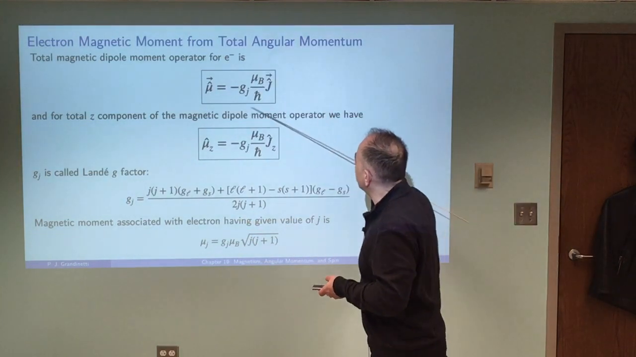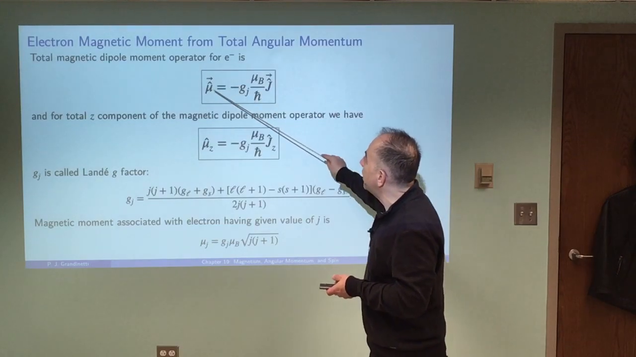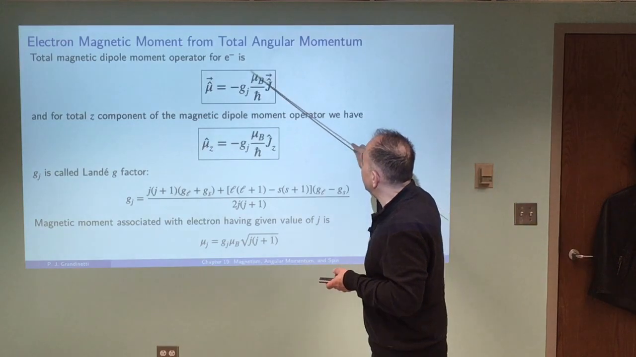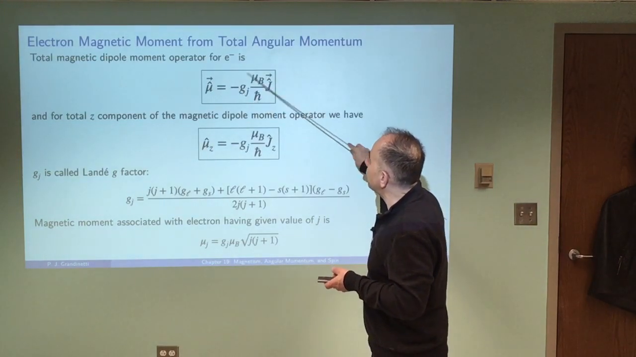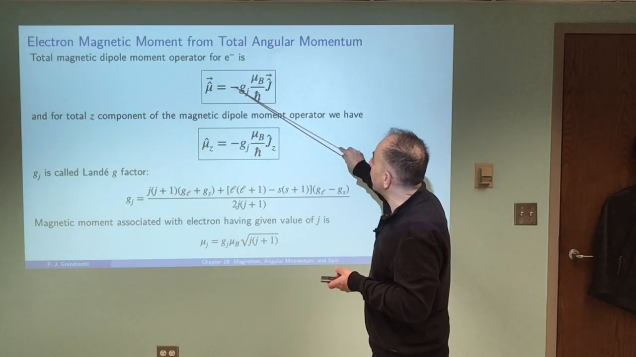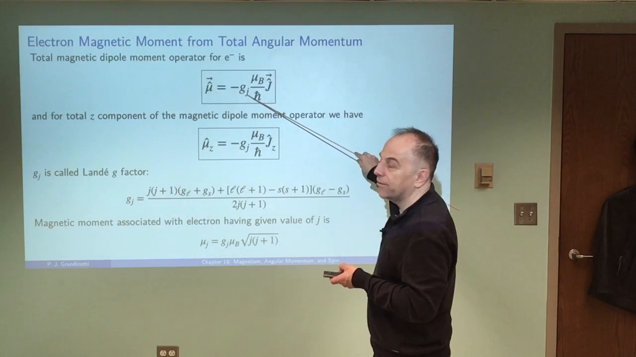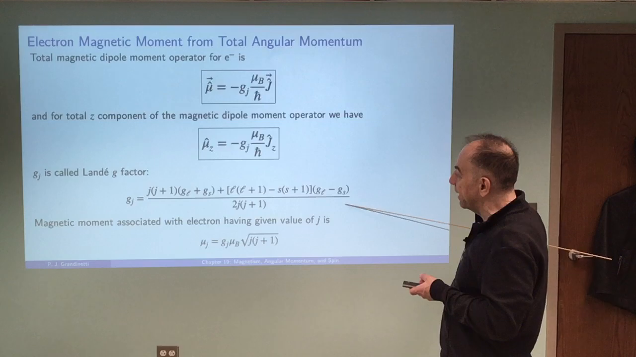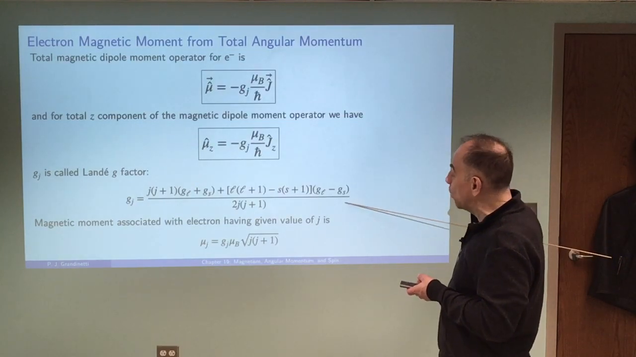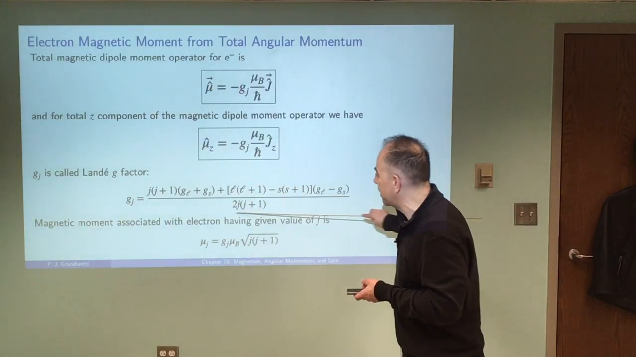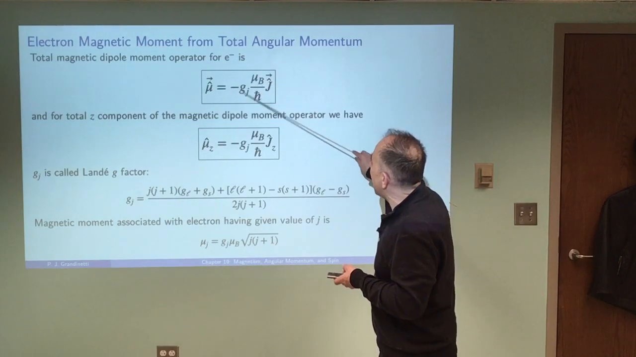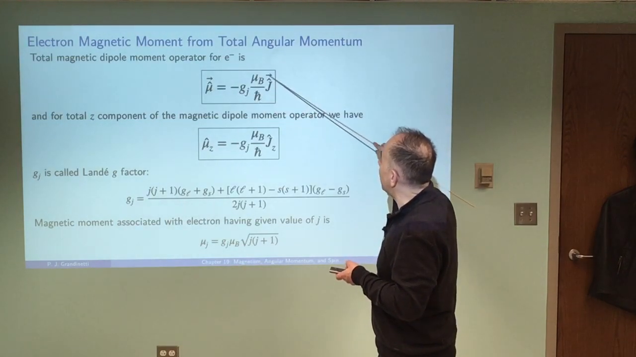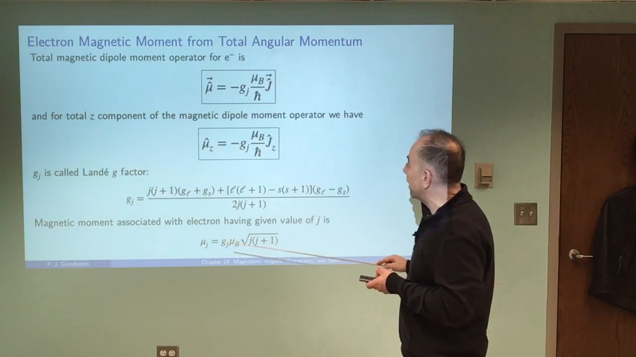And what we're going to do is write down that the total magnetic dipole moment arising from both of those sources is going to be a similar expression to what we saw earlier. Now we're going to write minus g_j, which is something called the Landé g-factor, which is related to the spin and orbital angular momentum quantum numbers given by this expression here. And that is minus g_j mu_B over h bar times the total angular momentum vector.